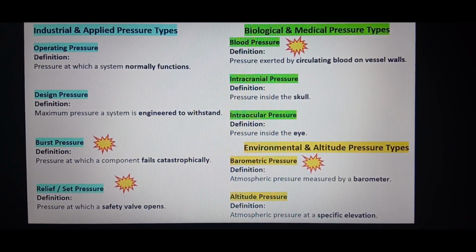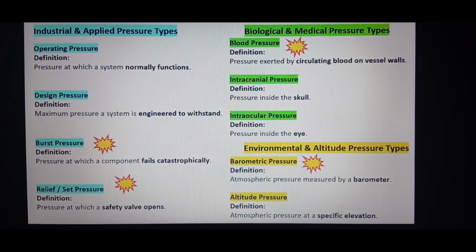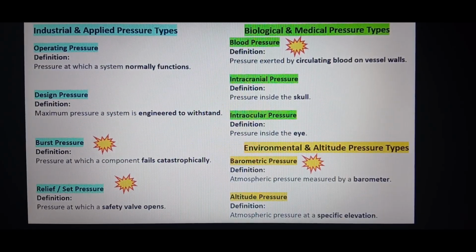Biological and medical pressure types. Blood pressure. Sure, you've heard of blood pressure. Intracranial pressure and intraocular pressure. Then you also have environmental and altitude pressure types. Barometric pressure. Sure, you've heard of that, a barometer. This is what we use to measure the weather. Altitude pressure.